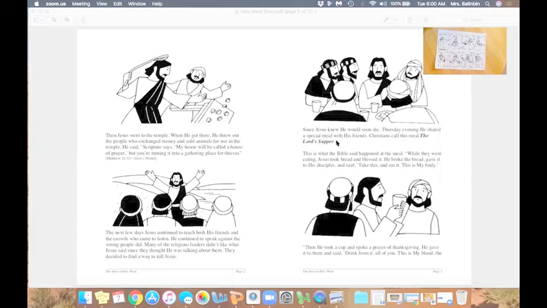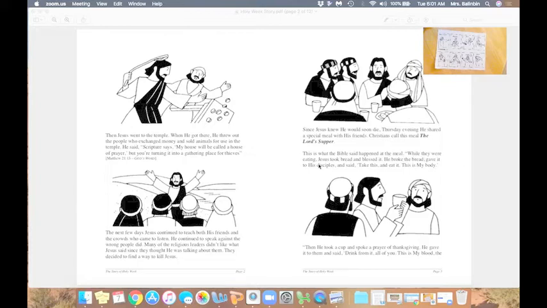So on Holy Thursday, it says, since Jesus knew he would die, at this point he knew he was going to die, and yet he said, let's make the most of it. He knew he would die. Thursday evening, he shared a special meal with his friends. Christians call this meal the Lord's Supper, or the Last Supper. This is what the Bible said happened at the meal.